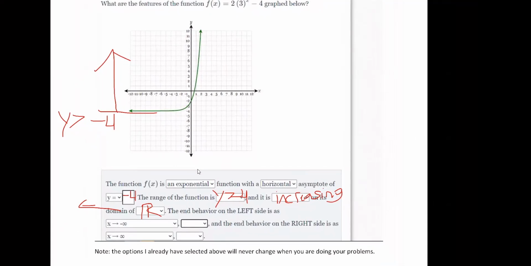And then it asks for your end behavior. So as your x goes to the left, what are your y values doing? Well, your y value is approaching -4 when it goes to the left. Like it's getting closer and closer to this asymptote as it goes to the left. As your graph goes to the right, your graph is approaching positive infinity. Like your graph's getting bigger.